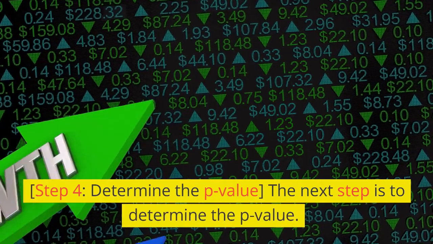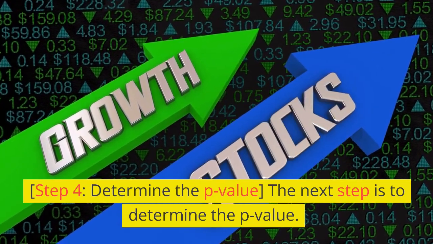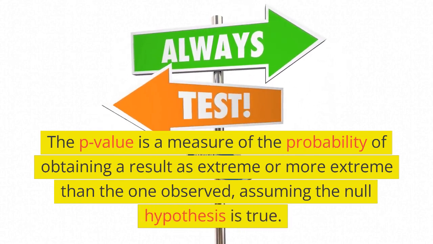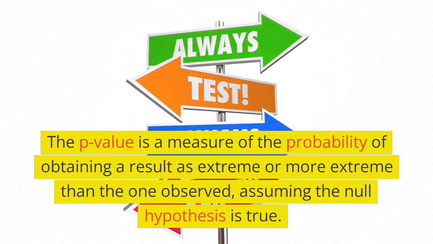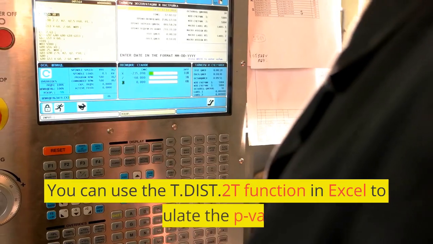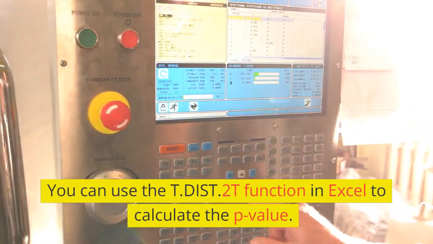Step 4. Determine the p-value. The next step is to determine the p-value. The p-value is a measure of the probability of obtaining a result as extreme or more extreme than the one observed, assuming the null hypothesis is true. You can use the t_dist.2t function in Excel to calculate the p-value.